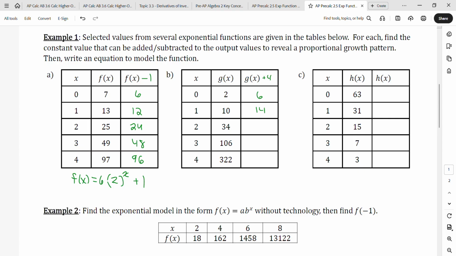Let's see. We do see it's growing, so we know that the b will be bigger than 1. I wouldn't see this necessarily like the 2 needing to become negative. If we did 1, if we did 2, check this out. Then 2 times 3.